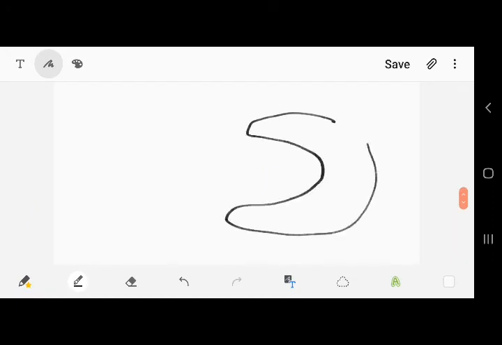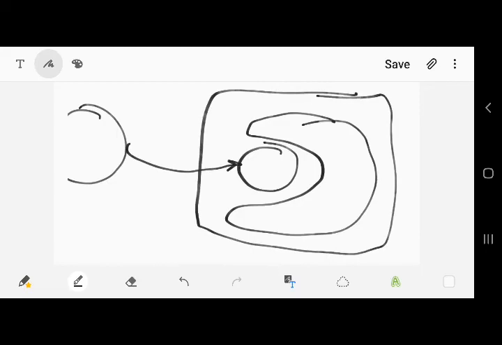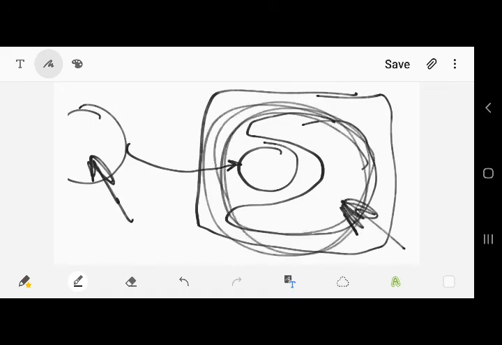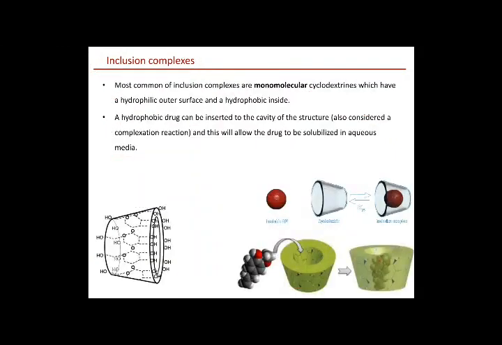In all of them, the concept is very simple. It's like this. You have something, okay, and you have another thing that will be entrapped here. That's it. This is an inclusion complex. We have a complex between this and this to form this. This is an inclusion complex. So let's give an example of this.